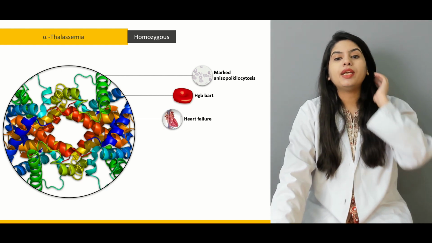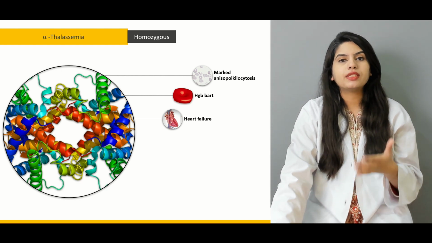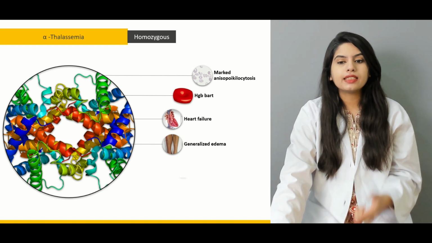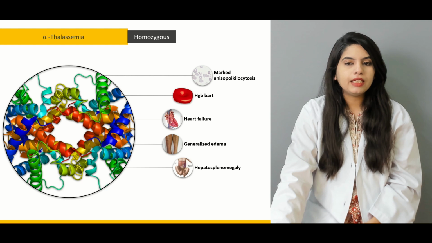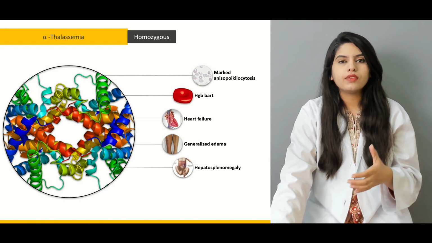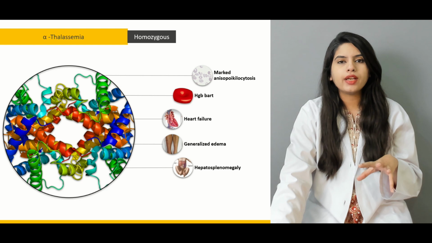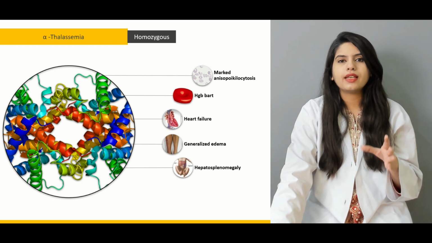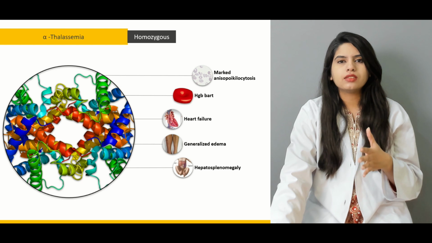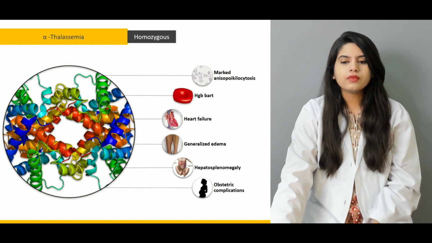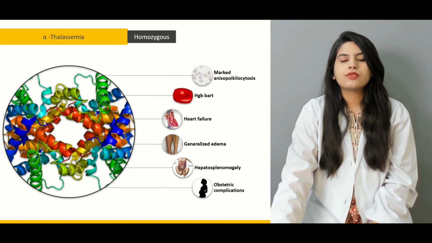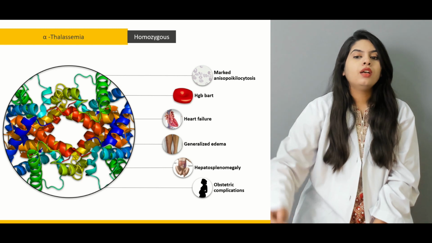There may be heart failure. The patient may suffer from generalized edema, and hepatosplenomegaly, as the spleen is involved in destroying the abnormal red blood cells, and the liver, where there is extramedullary synthesis of red blood cells. Then there are obstetric complications that can also arise due to this type of thalassemia.